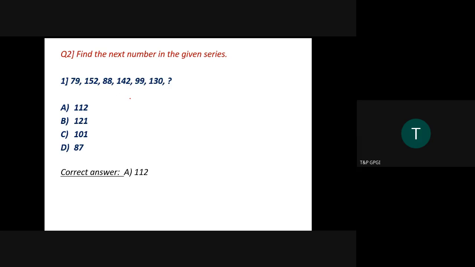Next, find the next number in the given series. Now we have to find the next number. Again, you can see 79 is a smaller number than 152, which is very big. So near, we can't say double, but still it's very big.